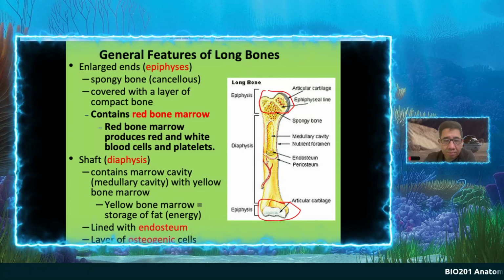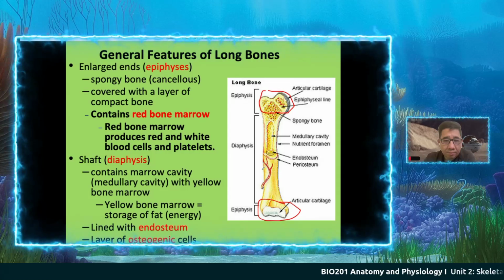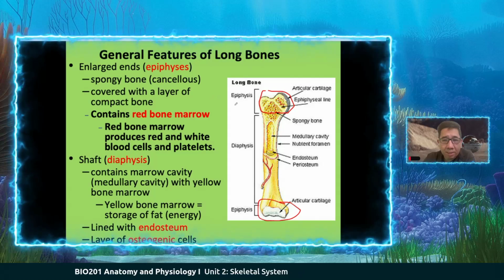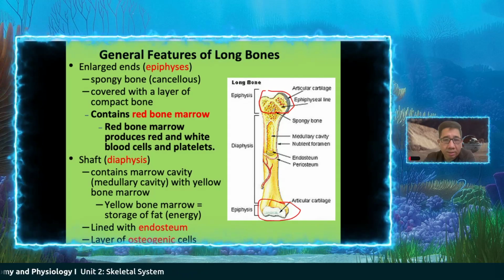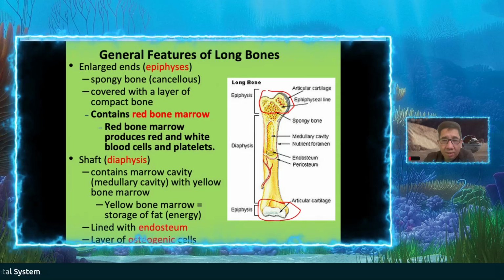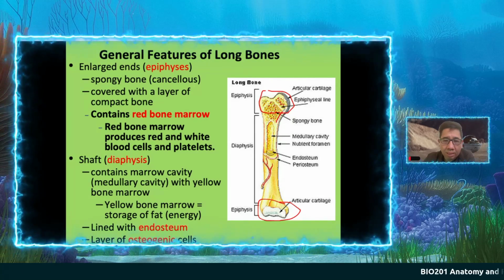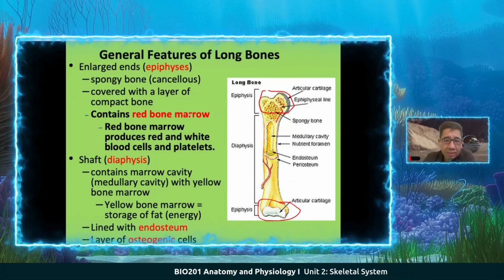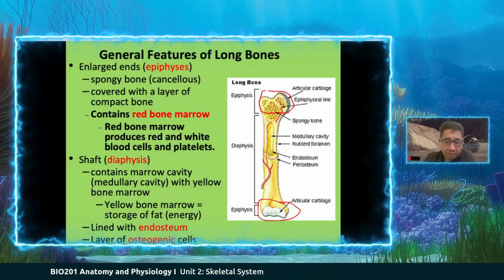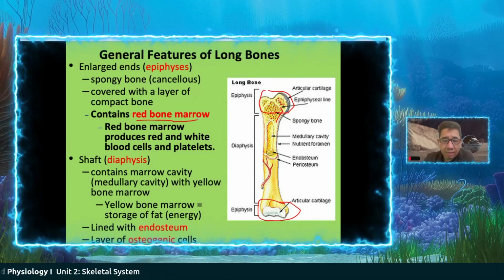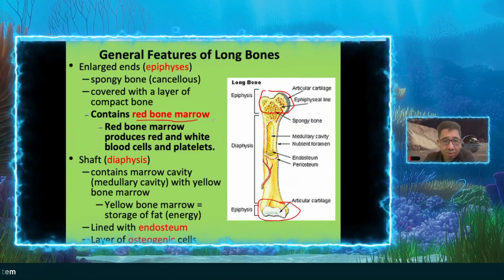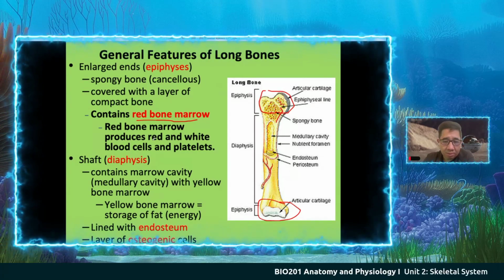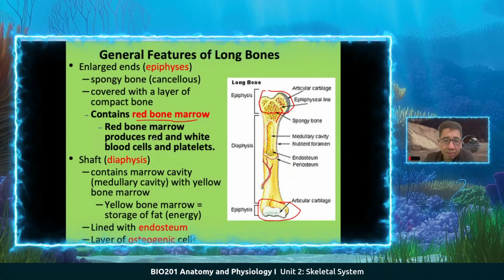Diaphysis is right in the middle, between two epiphyses. In the epiphysis, you have the spongy bone, which is right here, and you have compact bone that kind of covers and surrounds it all around. It has a red bone marrow. This is something you must know. The epiphysis has the red bone marrow, and your red bone marrow is the one that produces your red and white blood cells and your platelets, so your blood.